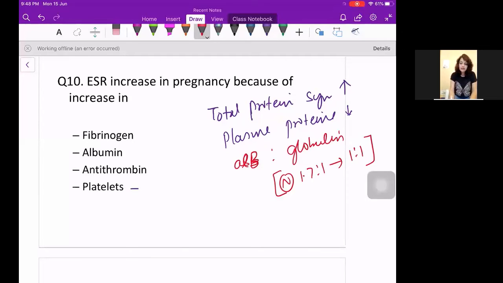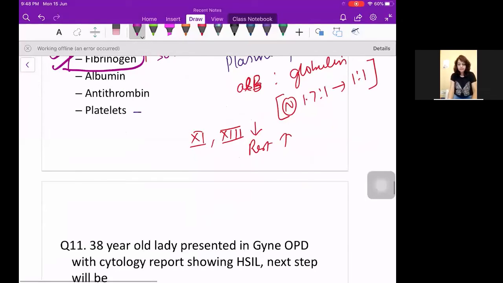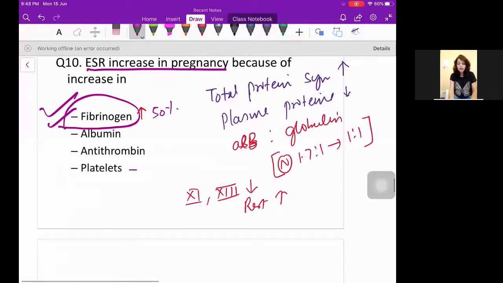So we see in the clotting system that factors 11 and 13 are decreased. Rest all clotting factors increase in pregnancy. So the serum fibrinogen level increases in pregnancy up to 50%, and pregnancy is a hypercoagulable state. So ESR increases, which is correlating because the serum fibrinogen level is increased in pregnancy. Fine. Next. Why are we not marking the albumin and other factors? Because there is a decrease in pregnancy. Next.